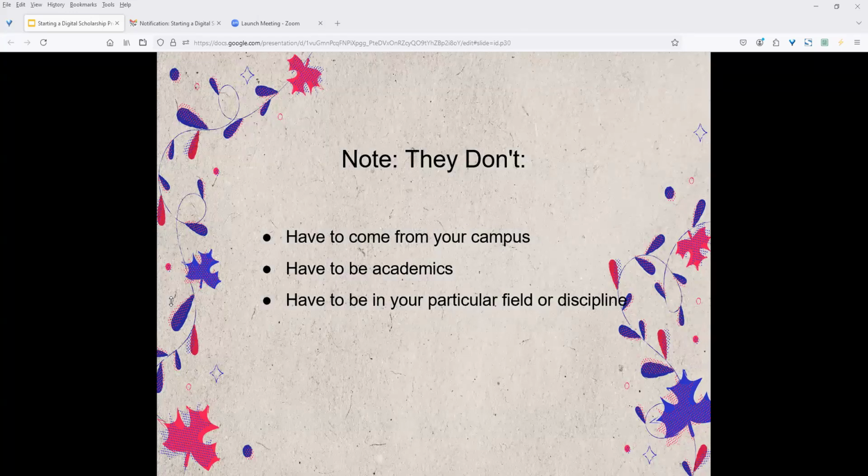And I should point out, they don't have to come from your campus. They don't have to be academics. And they certainly don't have to be in your particular field or discipline. In short, you're looking for qualified people regardless of where they are located. So that's something to keep in mind.